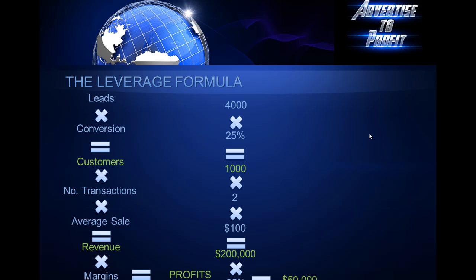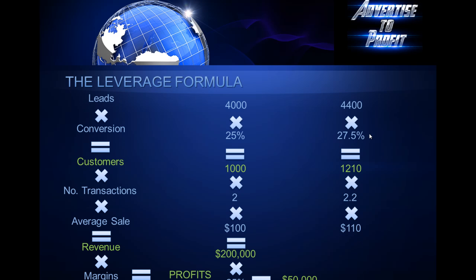Let's increase our leads by 10%. That's going to give us 4,400 leads. Let's increase the conversion rate by 10%. That's going to give us 27.5%, and that is going to equal 1,210 customers. So let's increase the number of average sales transactions to 2.2. That's another 10% there. And we'll increase our average sale to 110.